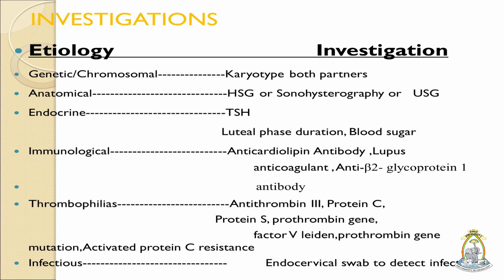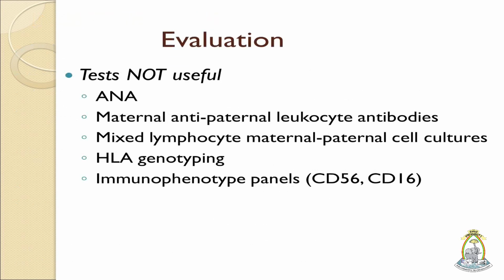If it is genetic, you look at what you need to do. If it is anatomical, what do you need to do? Endocrine, you need to do that. And then immunological: the anticardiolipin antibodies, lupus anticoagulant antibodies, the beta 2 glycoprotein antibodies. Very important to look at, especially when you're looking at antiphospholipid syndrome. If it is because of clotting thrombophilias, you look at antithrombin 3, protein C, protein S, prothrombin gene, and factor 5 Leiden, and you also look at prothrombin gene mutation, or activated protein C. If it is infectious, you may need to look at an endocervical swab as well.